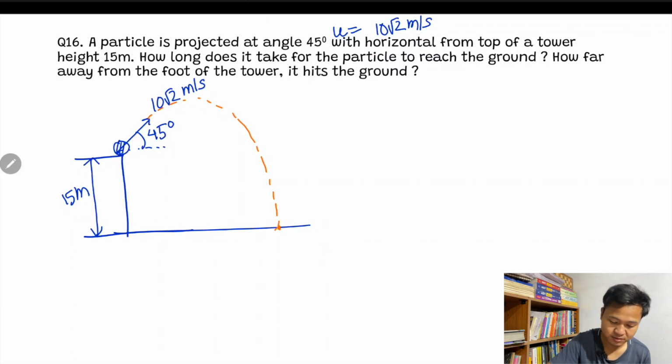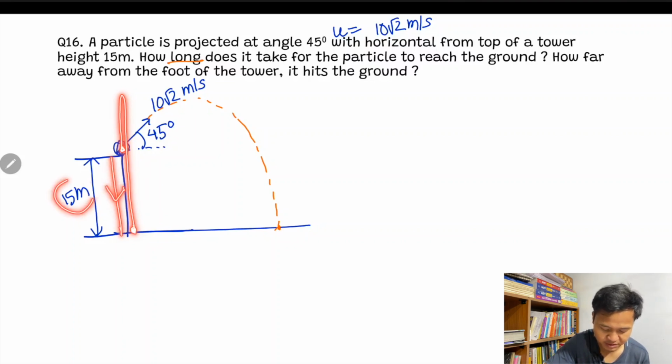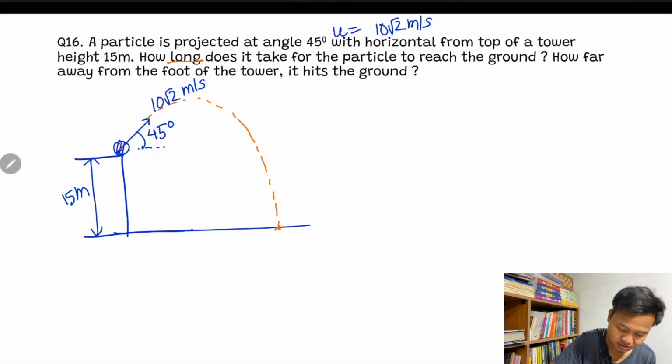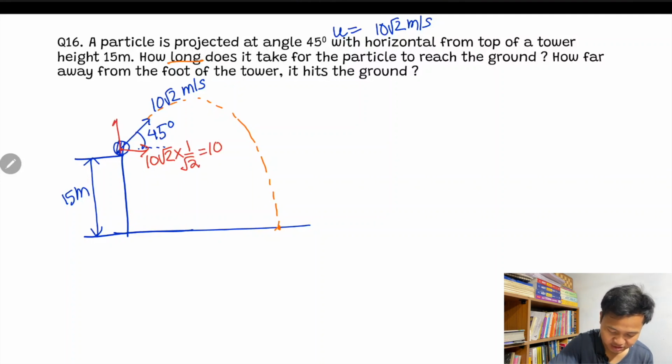First question: how long does it take? Focus on the vertical motion. It will go up, reach the topmost point, come back down and reach the ground. So tell me, what is the displacement here? From the starting position to the final position, the displacement is how much? 15. Okay, that is the displacement. Velocity along x is 10 root 2 into cos 45, which is 1 by root 2, so this is 10. Along the vertical it is 10 root 2 into sin 45, which is 1 by root 2, so this is also 10.